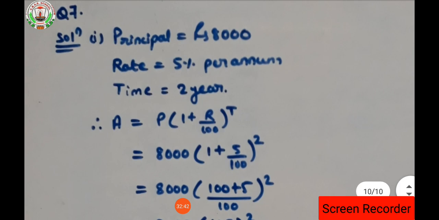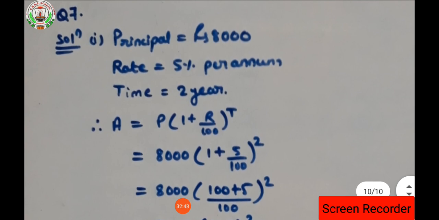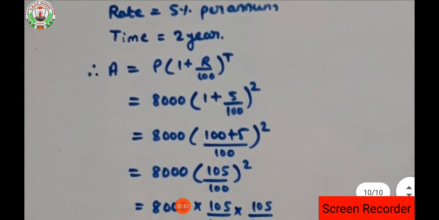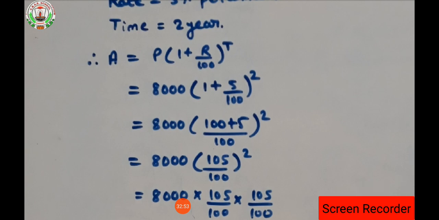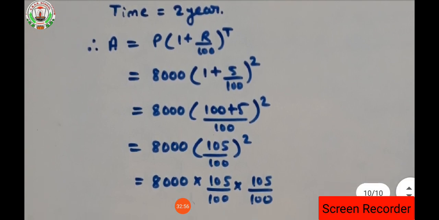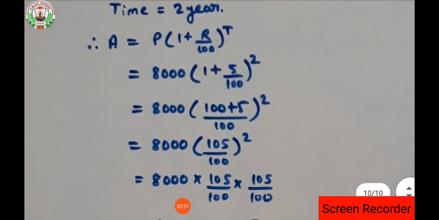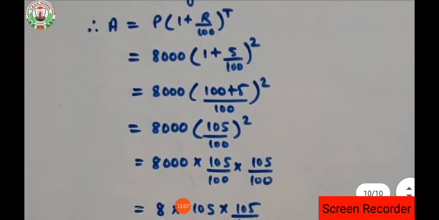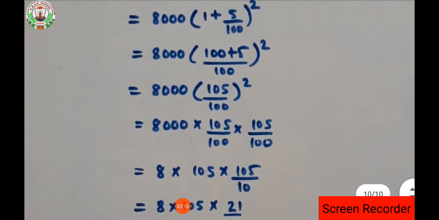So what is the principal? Principal is 8,000, isn't it? Rate is 5% and time is 2 years. So directly we can find the amount as it is compounded annually. Amount is equal to P into (1 plus R upon 100) whole to the power T, where T is time, that is 2 years. So that will be (100 plus 5) upon 100, that is 105 upon 100 whole to the power 2. So the equation will be 8,000 into 105 upon 100 into 105 upon 100.